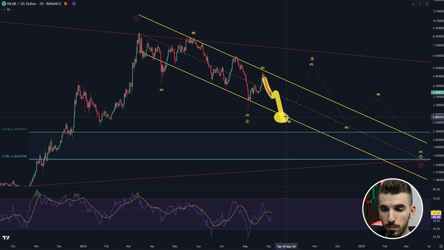Number 3, I want to see this lower trend line of the trend channel holding as support. It can briefly break through it and make a wick and bounce back up, that's okay, but I don't want to see it breaking down and then testing this trend line as resistance.